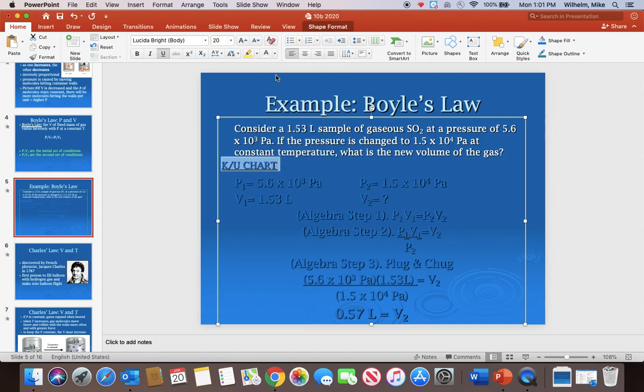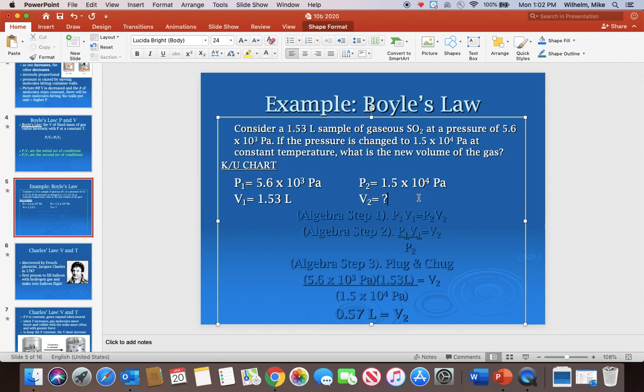But here we go. KU chart, known unknown chart. So from that wording, we can say that P1 is 5.6 times 10 to the third pascals. We can say that V1 is 1.53 liters. Reading through the sentence more, we can say that pressure number 2 is 1.5 times 10 to the fourth pascals. And the last question, what is the new volume? We need to solve for V2.